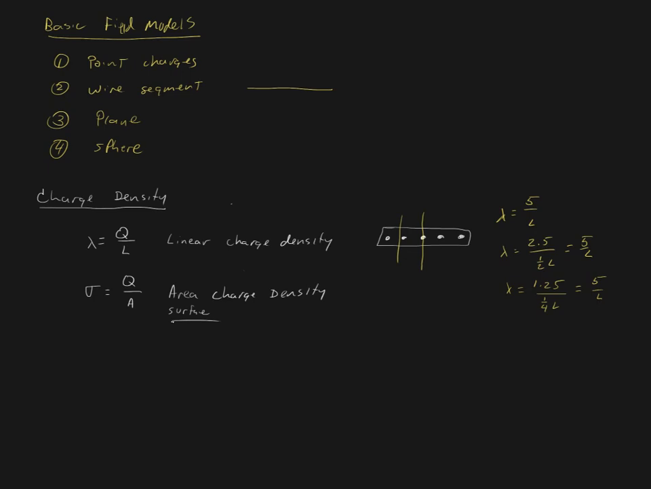Ultimately, it doesn't really matter whether you call it lambda, sigma, eta, beta, whatever variable you happen to use to represent your charge density. The most important part is that you understand it's Q over L, Q over A, and then finally, the volume charge density is going to be Q over V, or charge over volume.